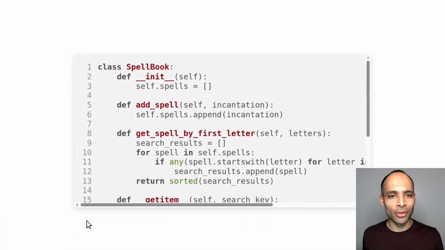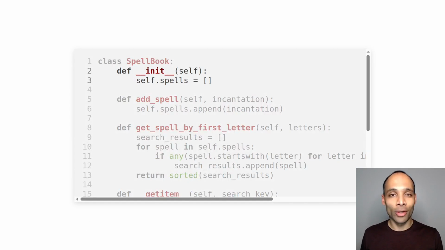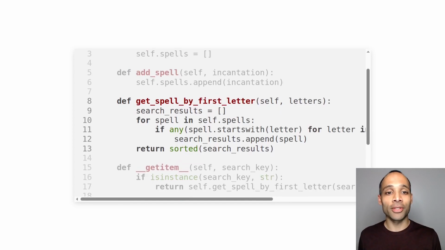Well, if we go back and look at our code, we'll step through the spellbook to see the magic. First, when we initialize the spellbook, we define one custom attribute called spells, and it's an empty list to begin with. This is where we'll store the spells that are loaded into the spellbook. We have a method called addSpell, which does the obvious. It receives an incantation and appends it to our spells list. Another method, getSpellByFirstLetter, performs our search and returns any matching spells.